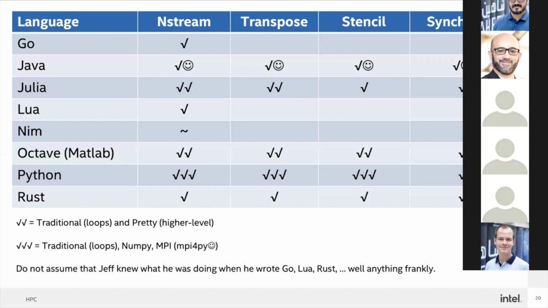And honestly, the other part of this is sometimes I just get bored and decide that I'm going to learn Go today. And so I write a PRK in Go while I'm in a meeting.